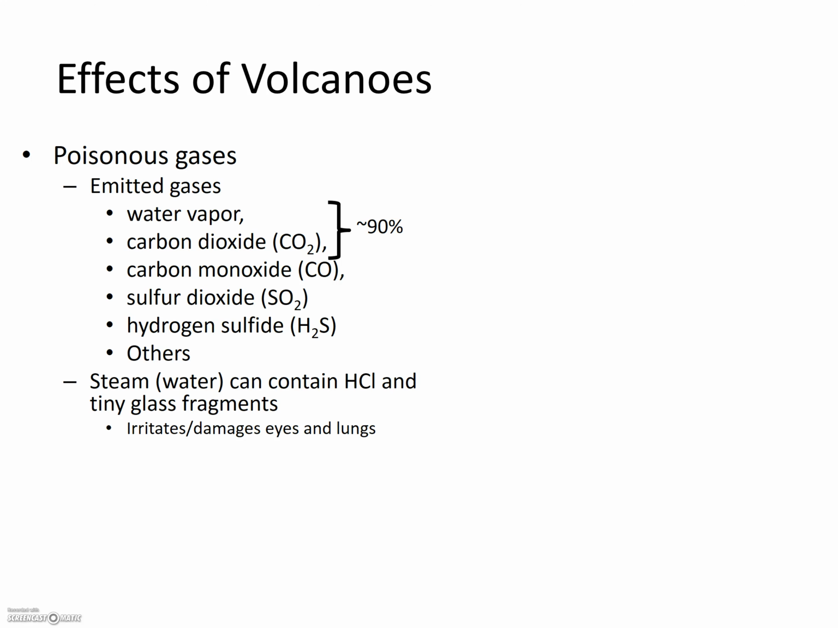Poisonous gases are another volcanic hazard. Emitted gases include water vapor, carbon dioxide, carbon monoxide, sulfur dioxide, hydrogen sulfide, and more. The water, which is steam when hot, can contain hydrogen chloride in tiny glass fragments, which irritates and damages eyes and lungs. Most of the emitted gases, around 90%, are not hazardous, but just water vapor and carbon dioxide.